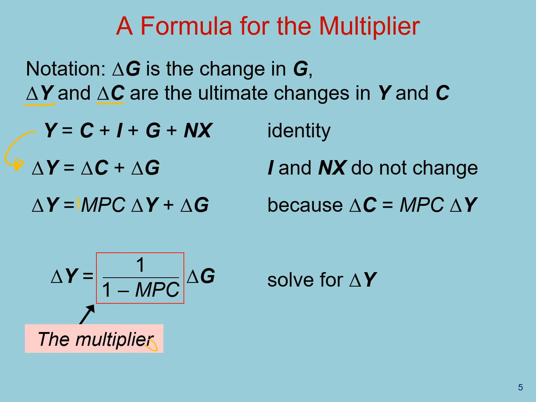We know that the change in consumption is equal to the change in income multiplied by the marginal propensity to consume. Just remember, that comes from the definition of the marginal propensity to consume. So now all that we need to do is solve for delta Y to get the multiplier effect. What it says is that the overall change in real GDP is equal to this multiplier times the initial change in government expenditures. And the multiplier is defined as 1 divided by 1 minus the marginal propensity to consume.